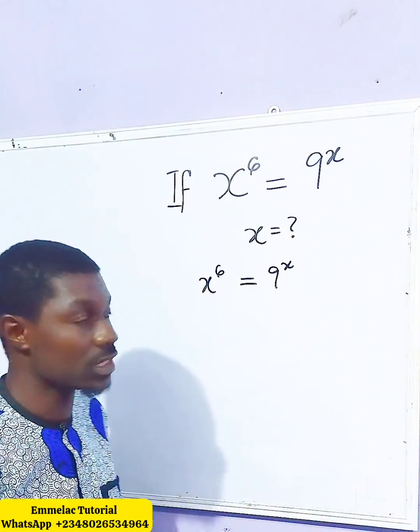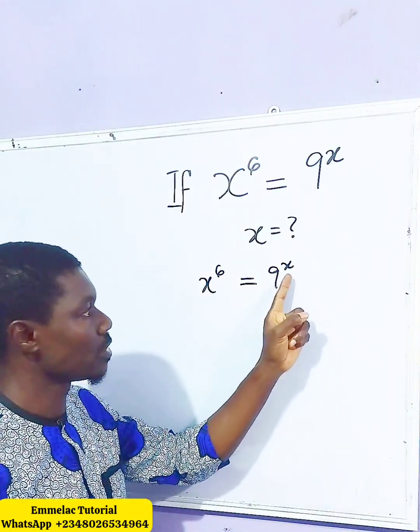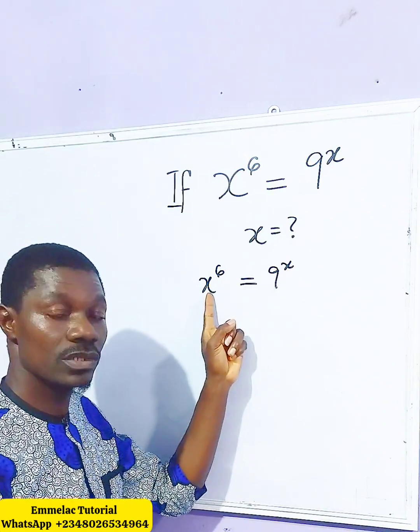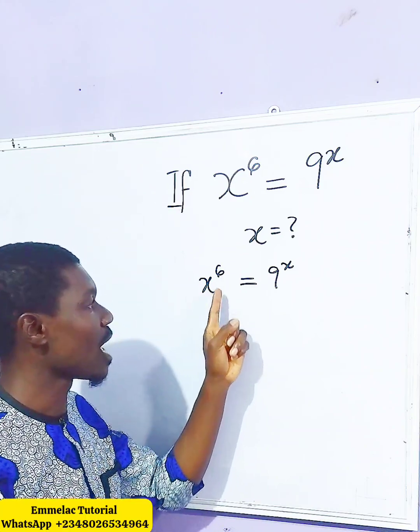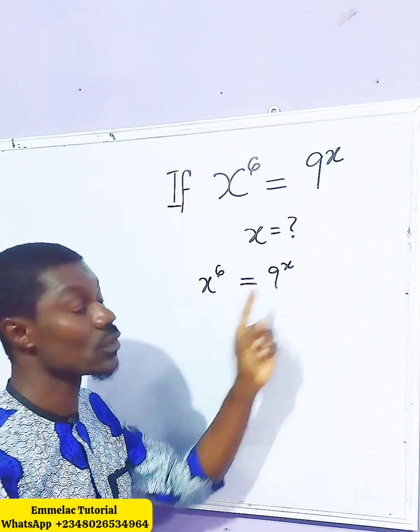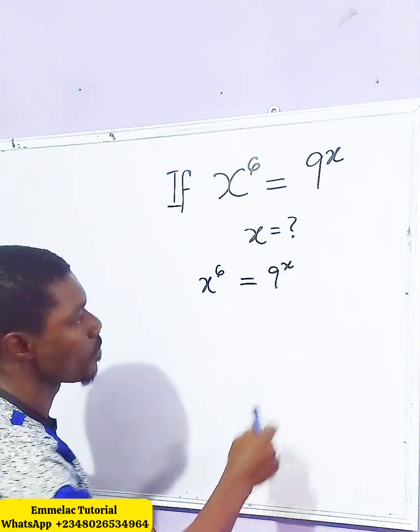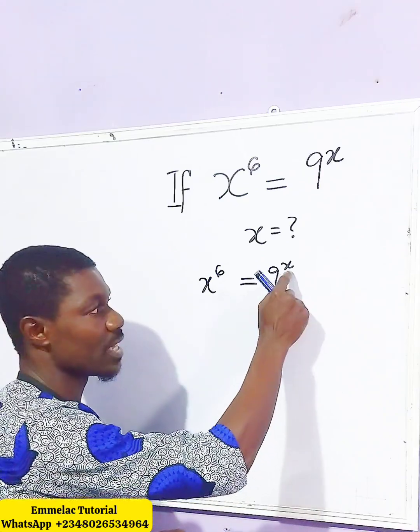My first thought here was to bring this exponent x to the left hand side and the exponent 6 to the right hand side. But how do you go about it? First of all, let's move the x first.